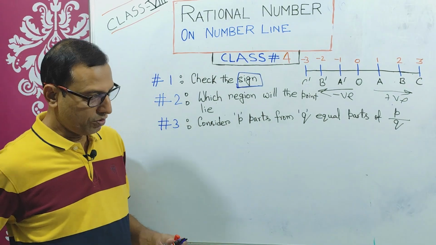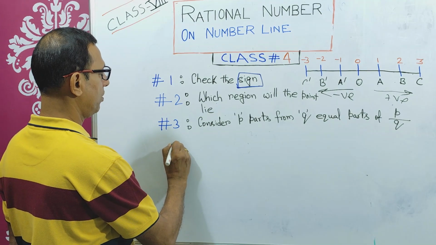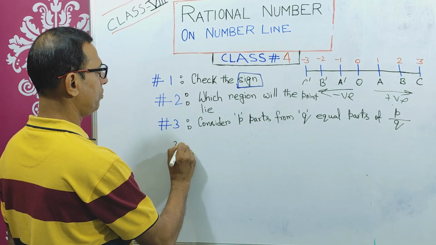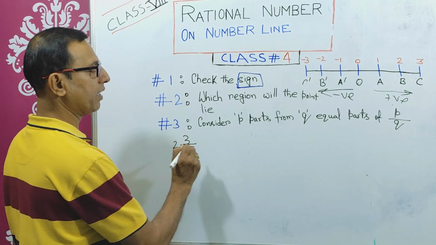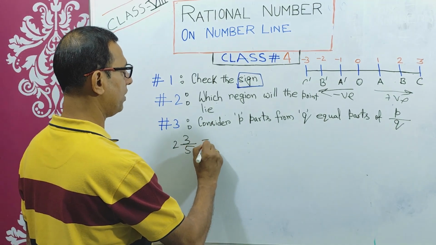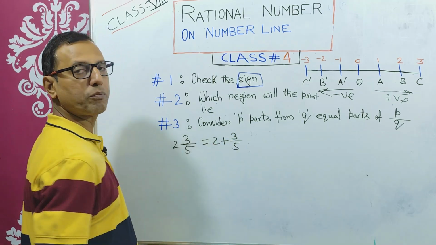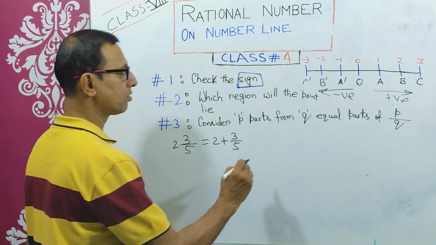Let's say you have been asked to put 2 3 by 5 on the number line. 2 3 by 5. What will you do? That means 2 3 by 5 means 2 plus 3 by 5. That means the point will lie between 2 and 3. So what will you do?